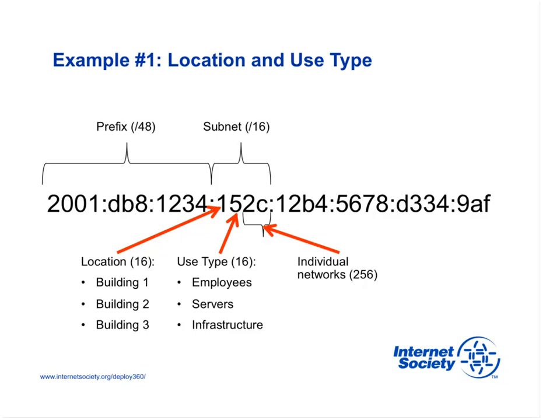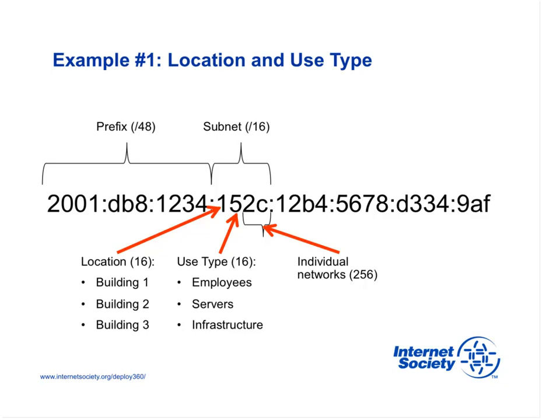And so here we could create a whole scheme where the first nibble is for each of our different buildings or campuses. The second one would be for each use type. We might have one for employees, servers, infrastructure, guests, whatever other pieces. And then inside of that, we would have up to 256 different individual networks. So if you think about building 1 employees, those last 2 nibbles could be assigned for the individual networks. One network for marketing, one for research, one for development, one for sales, one for management, whatever it may be. You could create those types of things.